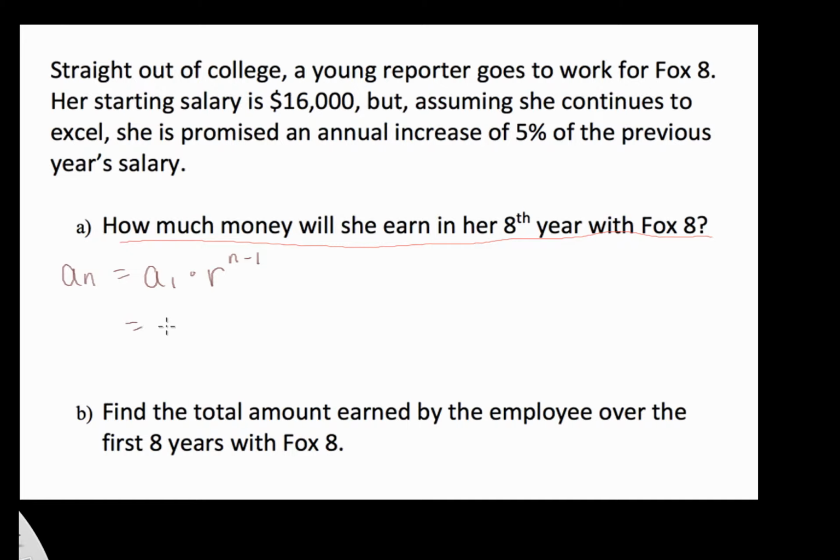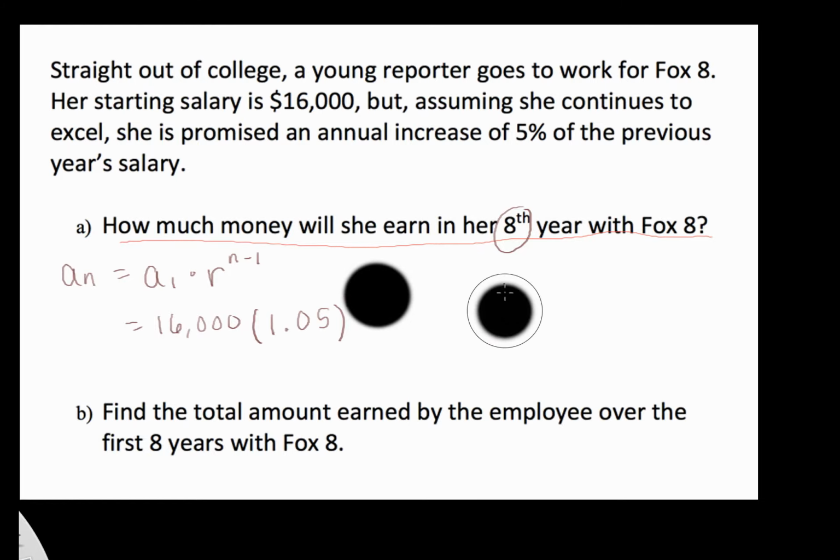So we know that she's starting out with $16,000, and her annual increase of 5% is going to be 1.05, and it's to the n minus 1. Well, we want to know in her 8th year. So this n minus 1 then becomes the 7th power.